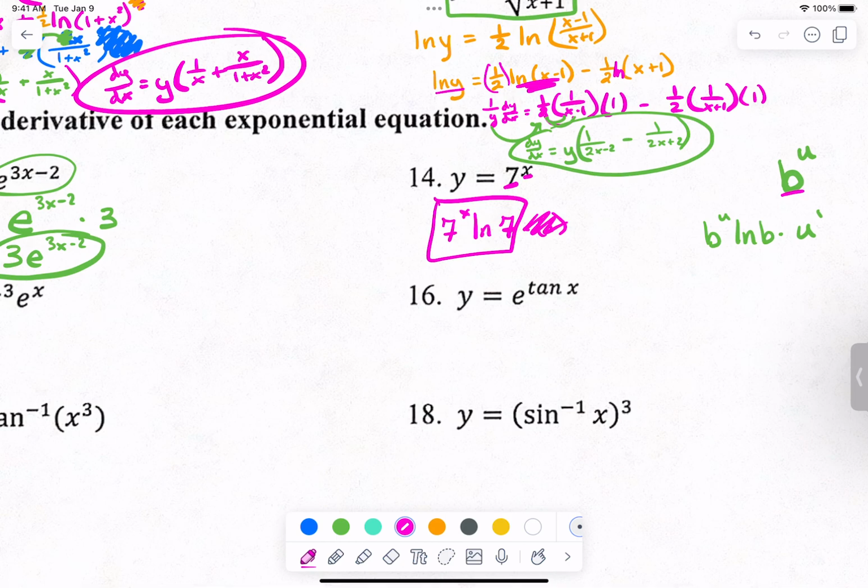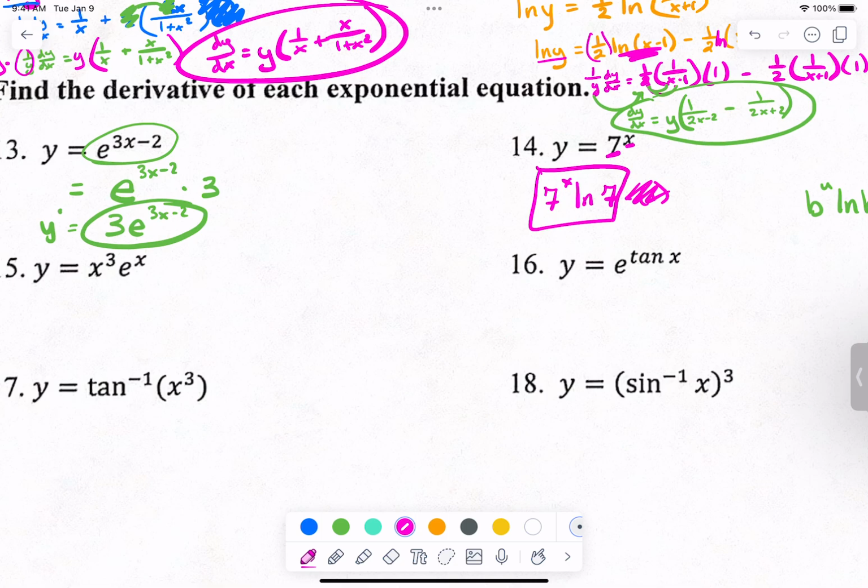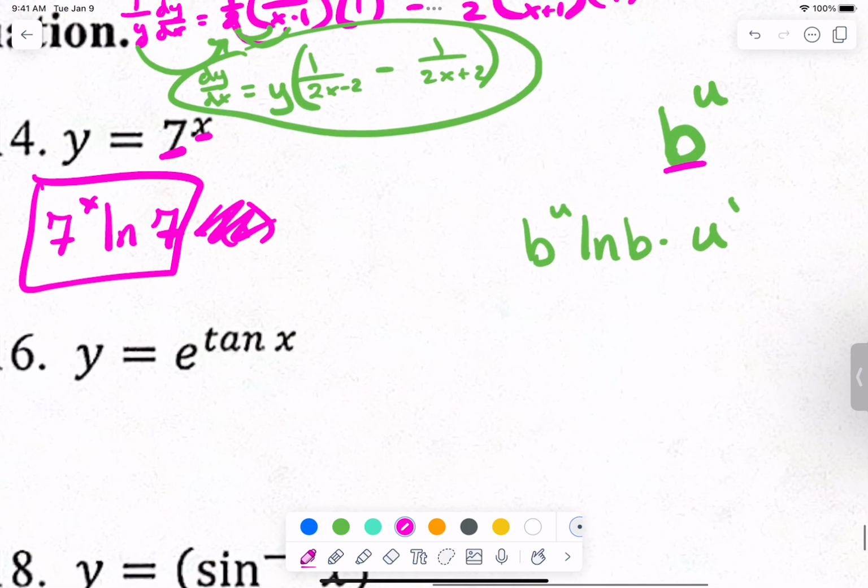ln of 7 times b to the u. Wait, can you go over the rule? U prime. U is your exponent, not your base.